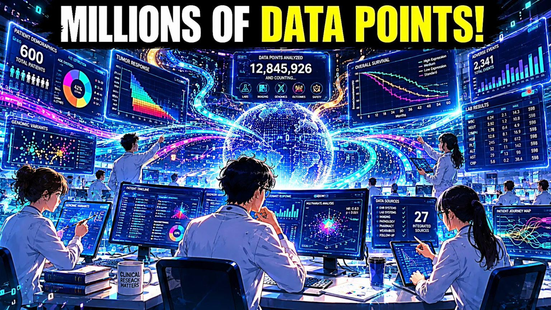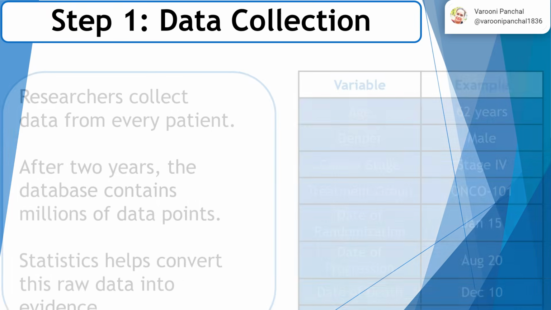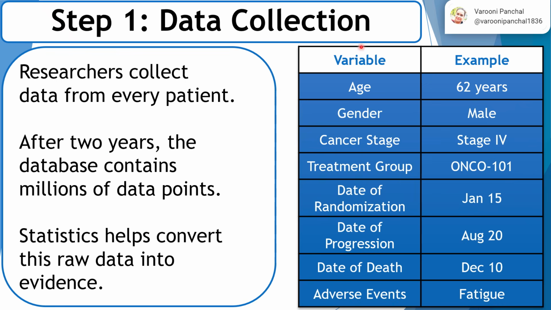Millions of data points are collected. Now step 1 is data collection. Researchers collect data from every patient. After 2 years, or the specific duration of the clinical trial study, the database contains millions of data points. Statistics helps convert this raw data into evidence.